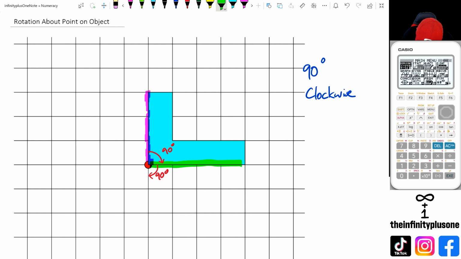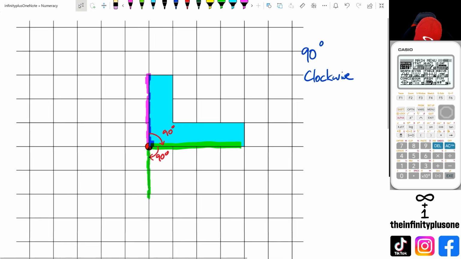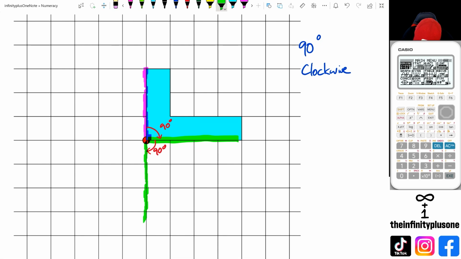When I do that, the green line is 4 units long, so it's going to end up looking up to here. Then the pink line is 3 units long. That gives me a rough shape that I want to work with. Then I know the base is 1 long and 3 high, and there we go. So there is my shape rotated 90 degrees clockwise.